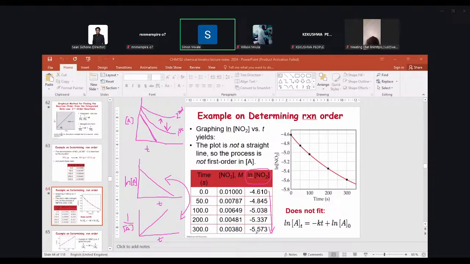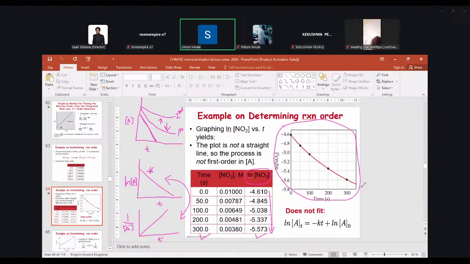Then now I'm going to plot the natural log versus time. And I check whether it will give me a straight line like the way it is for a first order. So if I do the plot, this is what I get here. So I've shown you here what I'm getting now, okay? This is what I get. So you can see that from the plot, this is not a straight line, it is a curve.